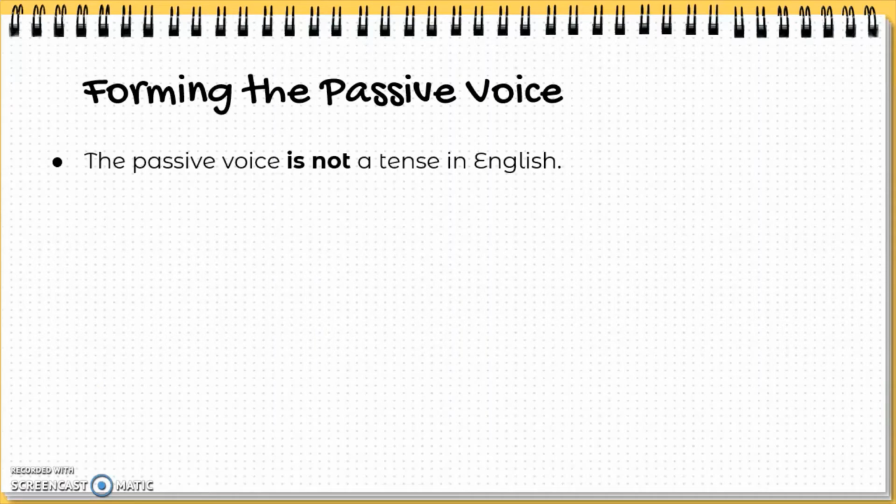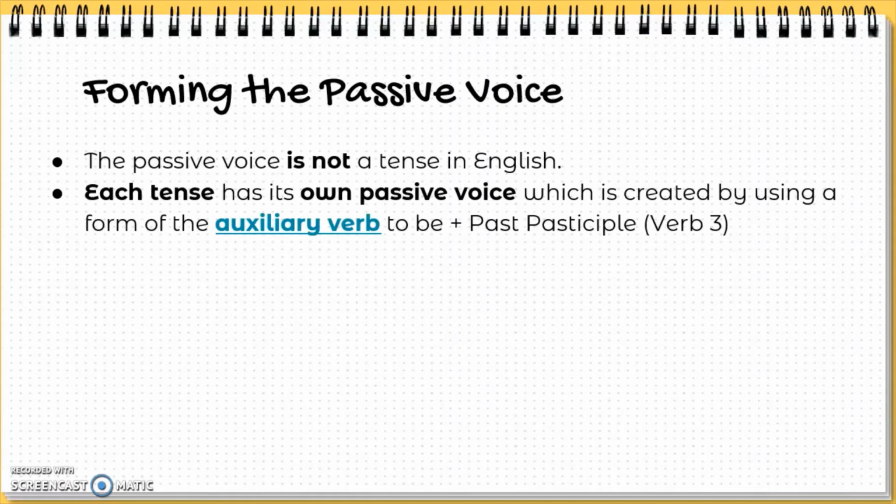How do we form the passive voice? The passive voice is not a tense. Each tense has its own passive voice, which is created by using the form of the auxiliary verb to be in the tense that we want to use and the past participle of the verb.